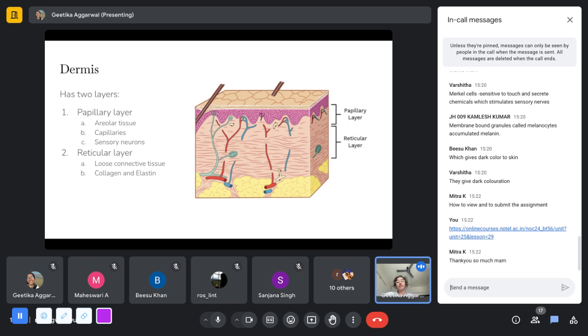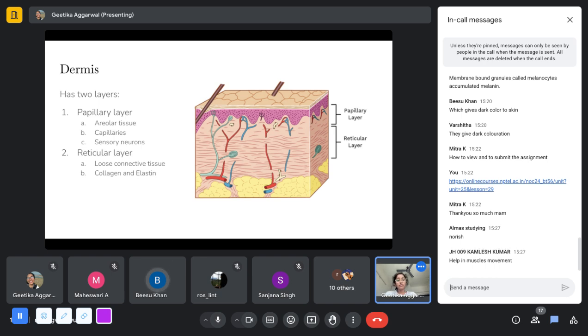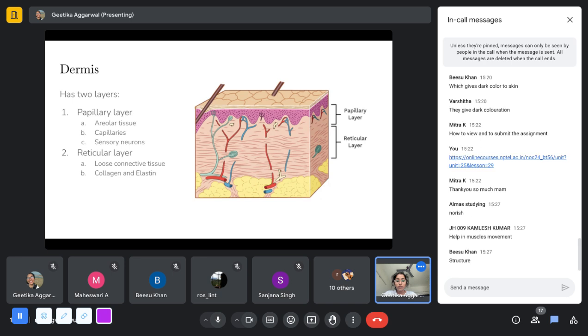Can you guys tell me what is the function of collagen and what is the function of elastin? I think this is a pretty basic question. So, what roles do collagen and elastin play in our skin? Nourish. Okay, that is not correct. Anybody else would like to attempt? Provides structure. Provides what? Sorry, I could not hear you. Structure. Correct. Collagen provides structure.